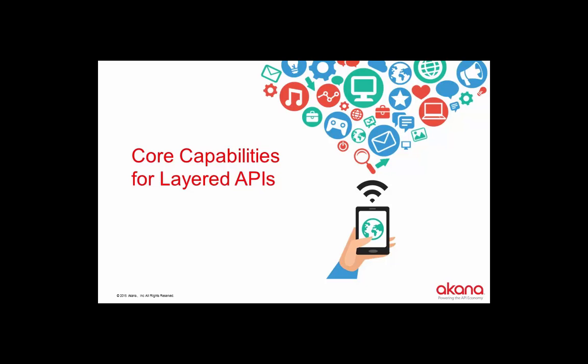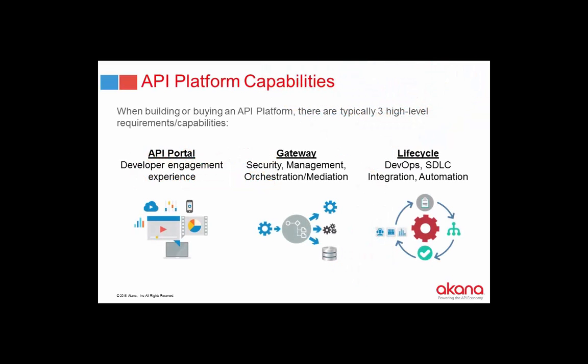If you look at an API platform in general, there are typically three high-level requirements or capabilities within an API platform. The first one is the portal, and that's the developer engagement experience. Where do people actually go and interact with these APIs? The second big component is the gateway. How do you do security and management and orchestration and mediation of these APIs at these different layers or between these different layers? And then last but not least is Lifecycle. How does the API platform affect your DevOps, your SDLC? How does it affect the integration and automation aspects of your organization as it exists today?